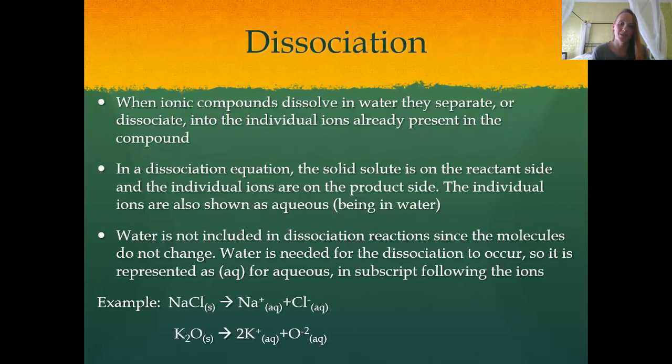When ionic compounds dissolve in water, they separate or dissociate into the individual ions already present in the compound. So that is what a dissociation reaction is. It's just the pulling apart of ionic compounds into the two separate ions. With a dissociation reaction, you're always going to have the solid solute on the reactant side and then the individual ions on the product side.